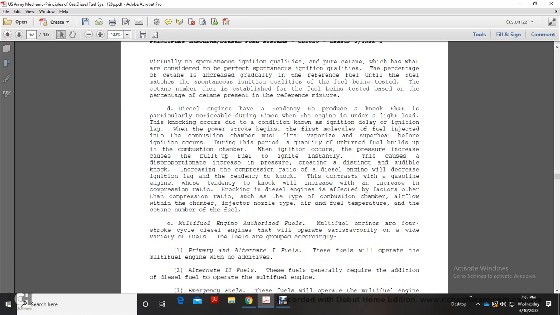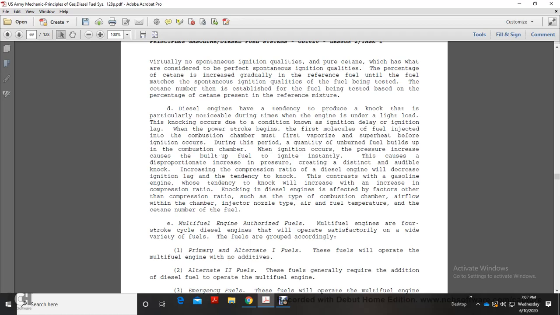Diesel engines have the tendency to produce knock that is particularly noticeable when the engine is under a light load. The knocking is due to the condition known as ignition delay or ignition lag. When the power stroke begins, the first molecules of fuel injected into the combustion chamber are vaporized and superheated before ignition occurs.